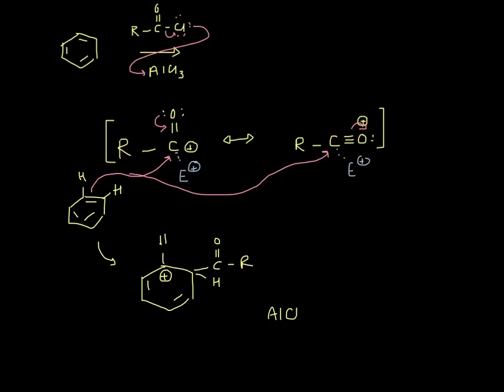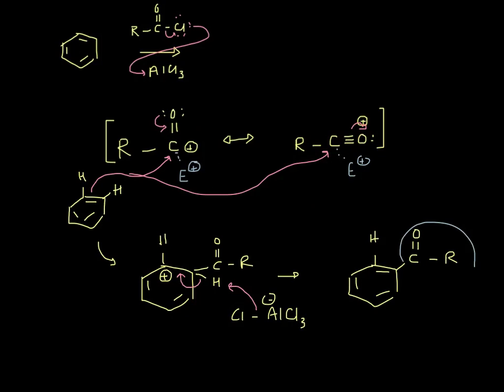which we created when AlCl3 stole that chlorine away, would once again use those electrons to grab that hydrogen. We would regenerate our benzene ring, and just like that, we would have done another version of electrophilic aromatic substitution, where we have now, instead of a chlorine or a bromine or something like that, we have added on an acyl group in exchange for the hydrogen. And that is Friedel-Crafts acylation.